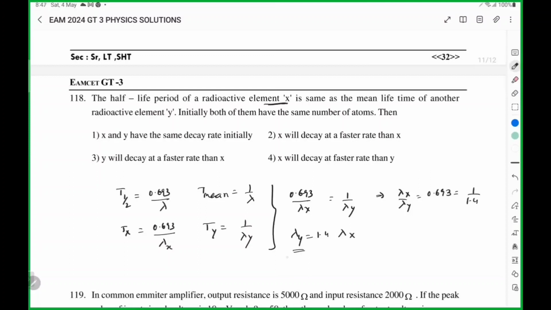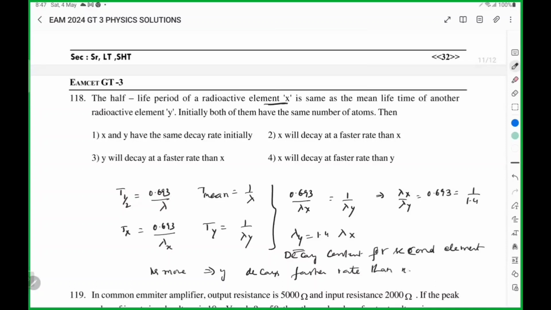So that means the decay constant for the second element is more, which implies y decays at a faster rate than x.